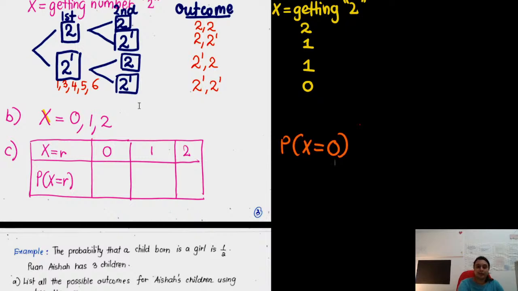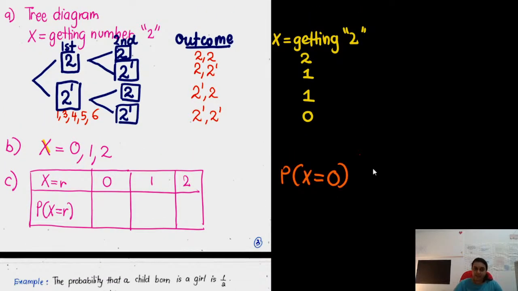Okay. We are going to calculate. Okay, for 0 means not 2 and not 2, isn't it? Okay. How to calculate? We need to know the probability.